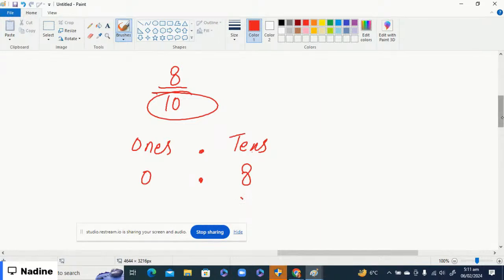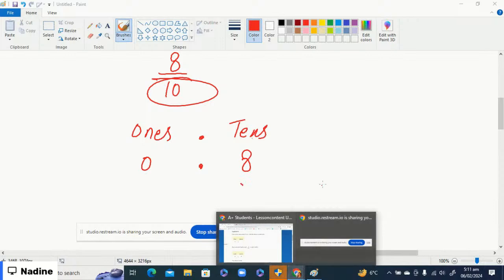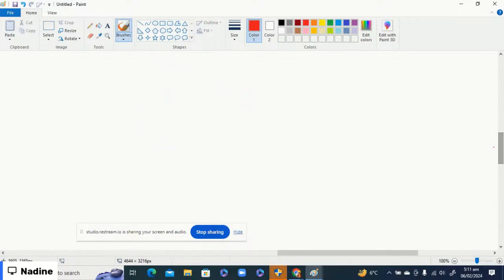Okay, now for example, if I'm going to write it here, 7 by 10, now it's ones place, now it's tens place. So in the tens place you are putting 7. Okay, and then here is 0, so this is 0.7. Good.